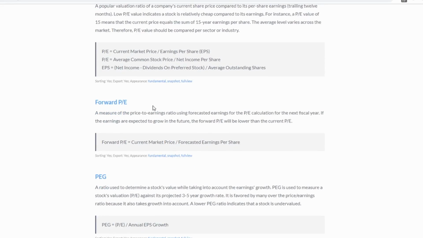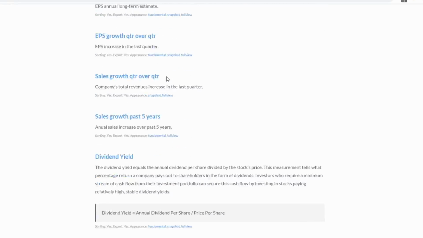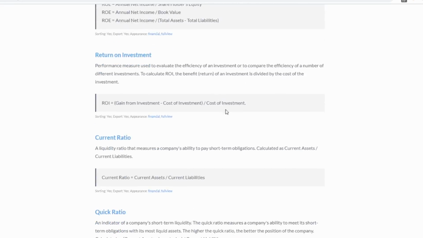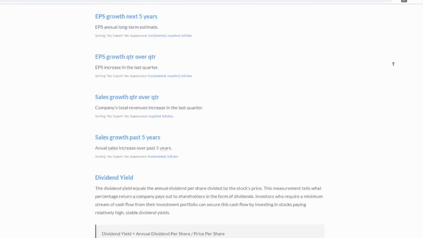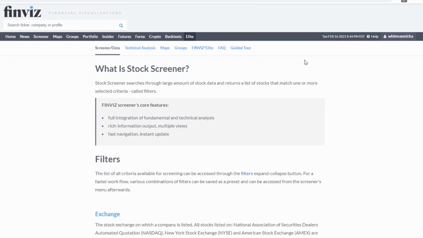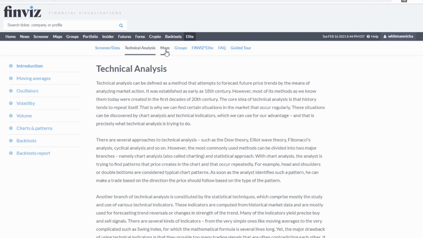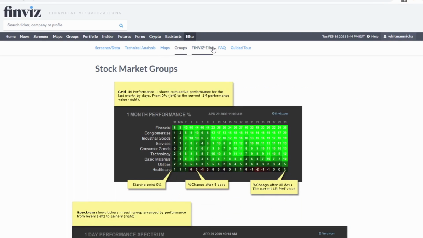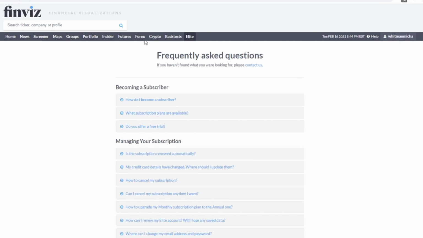PE, forward PE, PEG, has everything laid out so you guys can easily understand what's going on. I'm not going to go over all of it, but it's there for you. I'm not going to hold your hand all the way, but I'm going to get you guys going on how to do this. And this is as far as technical analysis, maps, groups, Finviz Elite, FAQ, guided tour, everything. You can find it on this website, and they make it pretty easy to learn too.